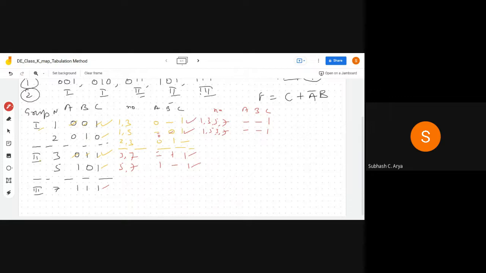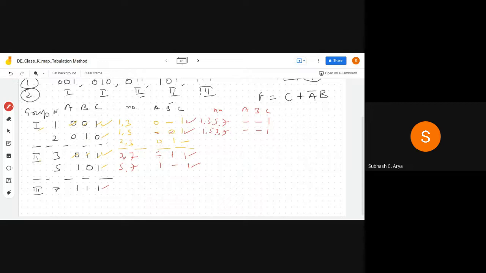So we see here one bit change is there, dash 1, 0 dash. So two bits changes are there. So we will not compare 1, 5, 3, 7. Now moving to 2, 3, 3, 7. So 0 dash 1, 1 dash 1. So more than 2 bit changes are there. So it is not comparable.